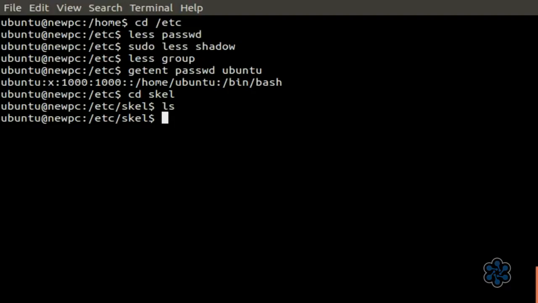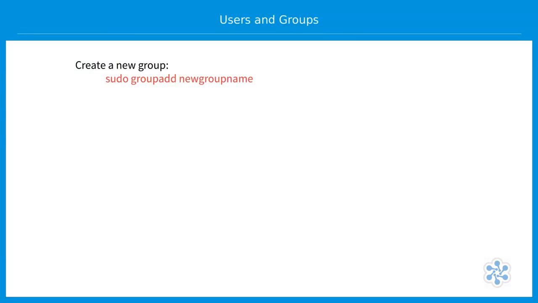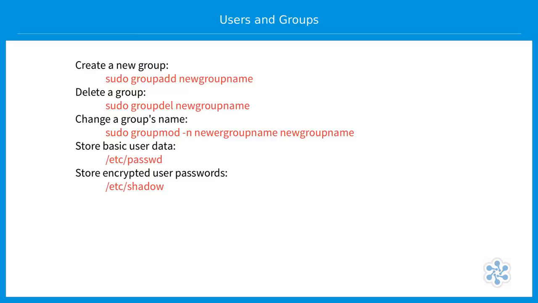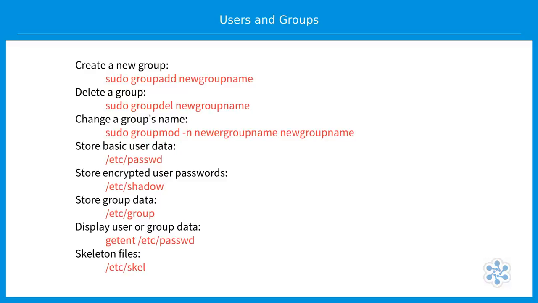Let's review what we've seen. Groupadd will create a new group, groupdel will delete a group, and groupmod -n, followed by a new name, and then the existing name, will change its name. The /etc/passwd file contains basic user data like user IDs. /etc/shadow contains encrypted versions of user passwords, and /etc/group contains information about all system groups. getent displays data directly from any of these user data files, and the /etc/skel directory contains files you'd like to be automatically included with new user home directories.